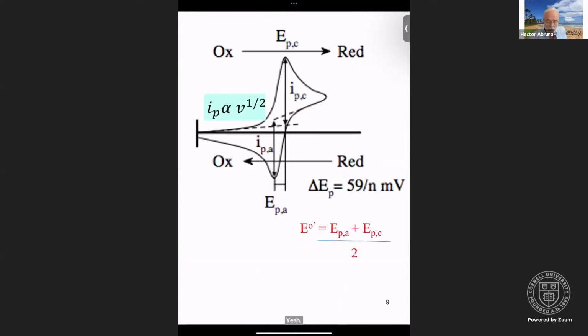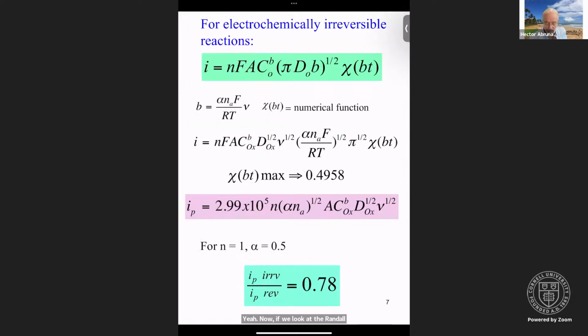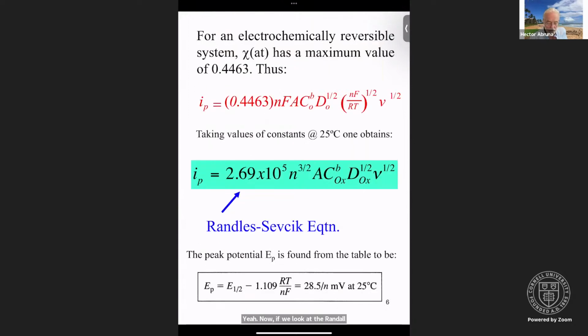Now, if we look at the Randles-Sevcik, it tells you that the current is proportional to the square root of sweep rate. And you say, great. If I have a dilute solution, I mean, if this is low, all I have to do is scan fast enough and I'm good to go. Right?